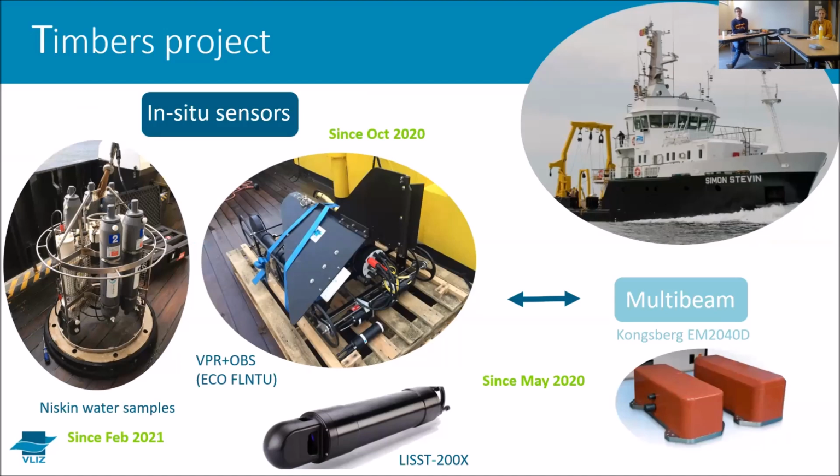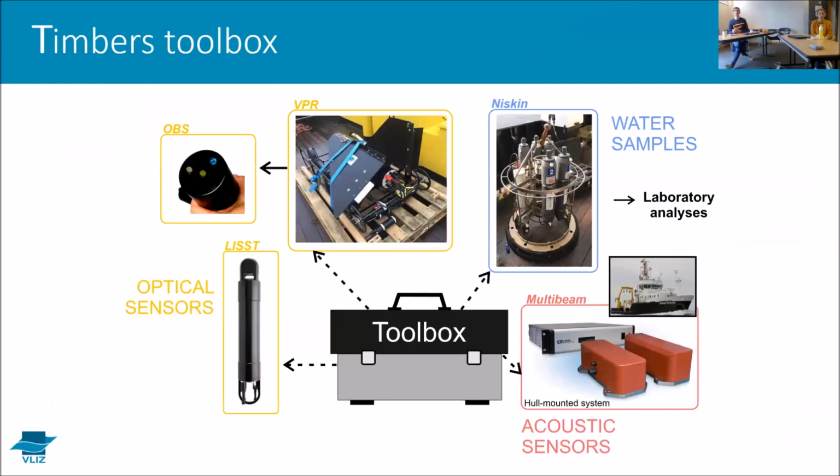Then we also use the VPR, which is that nice equipment that you see, but we also attach an OBS and a LISST to the VPR. And then the VPR makes movements through the water column, and we get various measurements of turbidity with a range of sensors. If you look at the sensors in another way, you can say that we have 3 optical sensors, which is the LISST, OBS, and the VPR, because the VPR takes images of the water column. We have, of course, in situ water samples, which are then sent to the lab for analysis. And of course, we have an acoustic sensor, which is our multibeam.